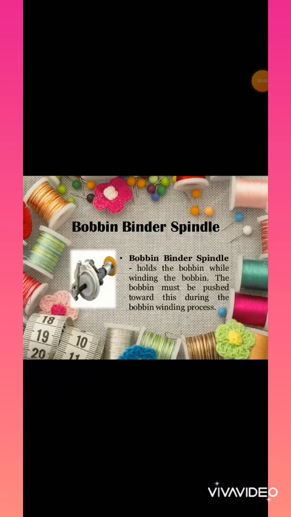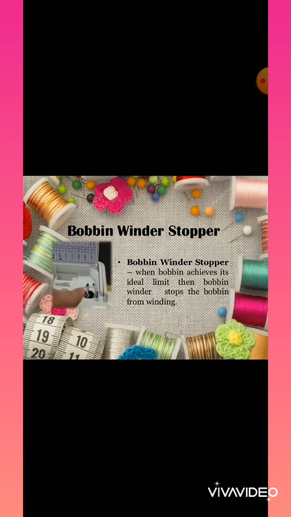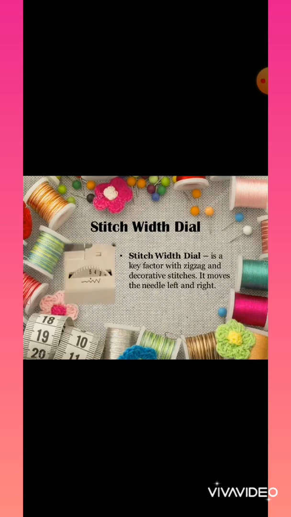Bobbin winder spindle. It holds the bobbin while winding the bobbin. The bobbin must be pushed toward this during the bobbin winding process. It is either built into the machine or a portable machine. It helps to wind the thread on the bobbin. Bobbin winder stopper. When the bobbin achieves its ideal limit, the bobbin winder stops the bobbin from winding.